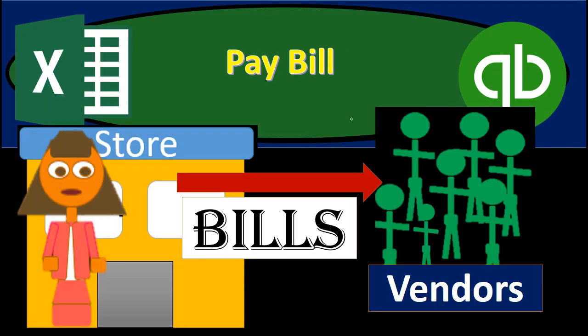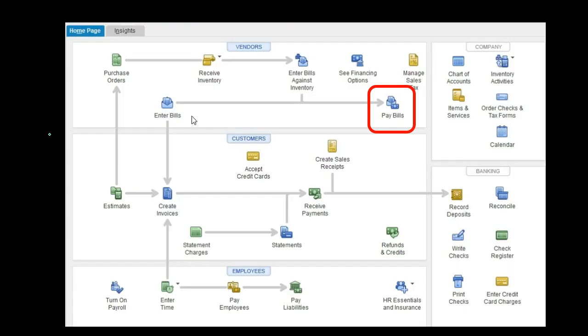We're going to first look at how this could be entered into QuickBooks and accounting software, and then jump over to Excel and put this same information into our Excel worksheet. When considering QuickBooks, we're looking at the vendors section here, and what we're saying is we're paying off the bill, meaning we're paying something on account.